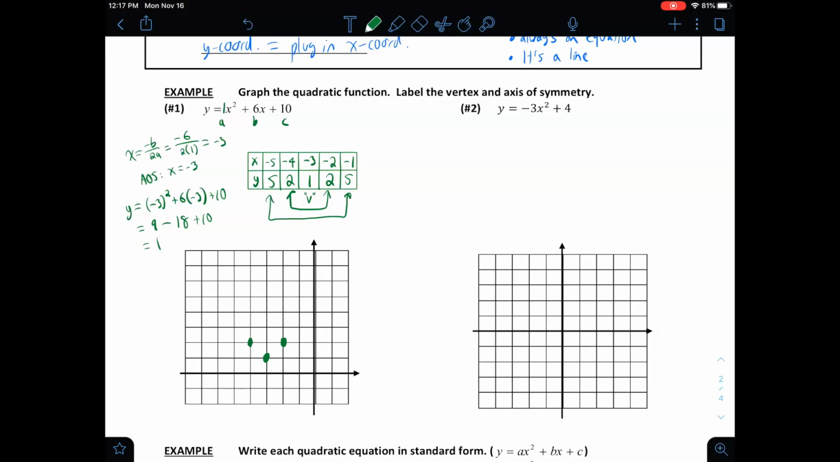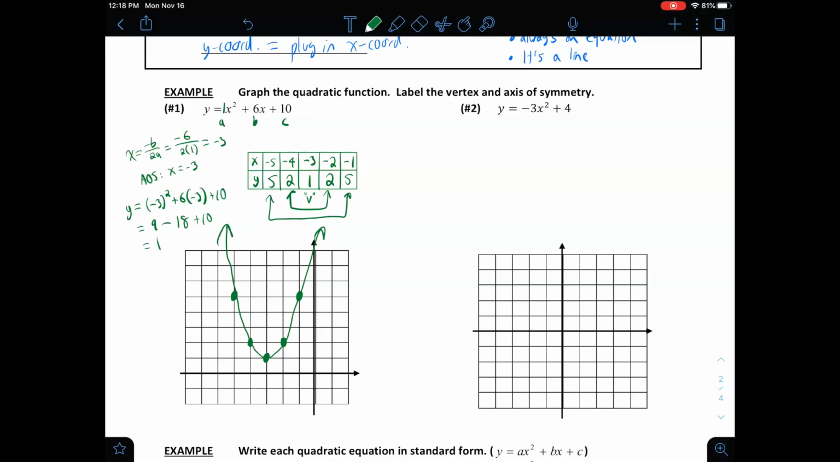Then we have -1, 5. Left 1, up 1, 2, 3, 4, 5. And then we also have -5, 5. So left 1, 2, 3, 4, 5, up 5. And there is our graph. Not perfect, but it'll do. This should be a perfect kind of U-shaped graph.